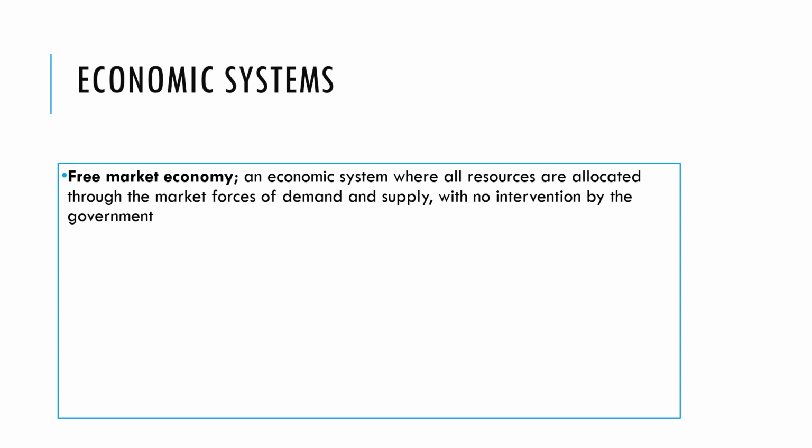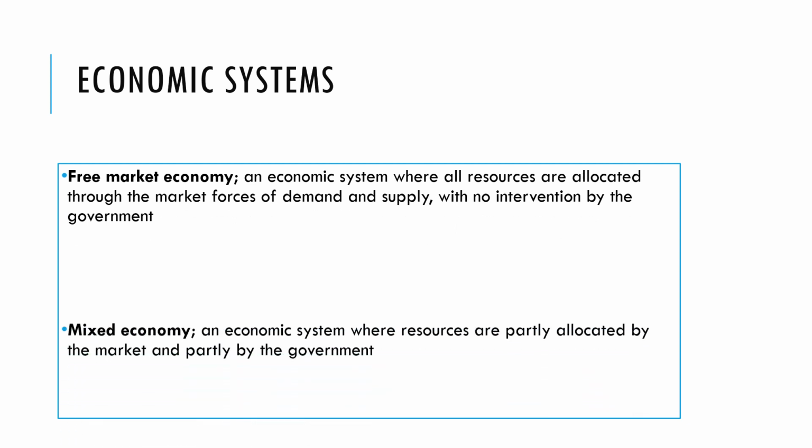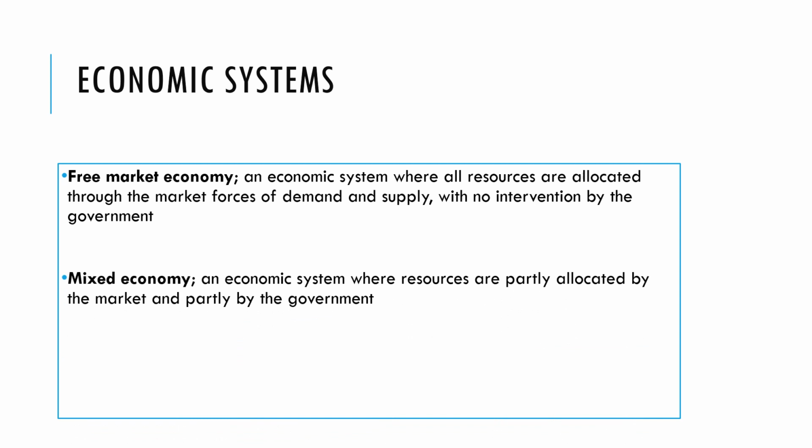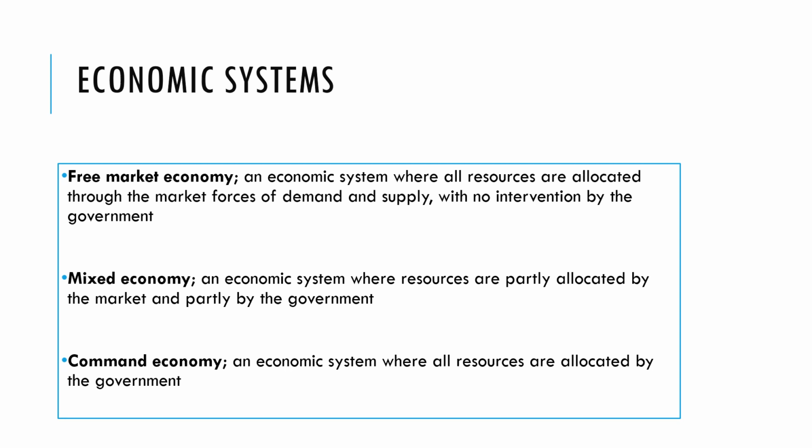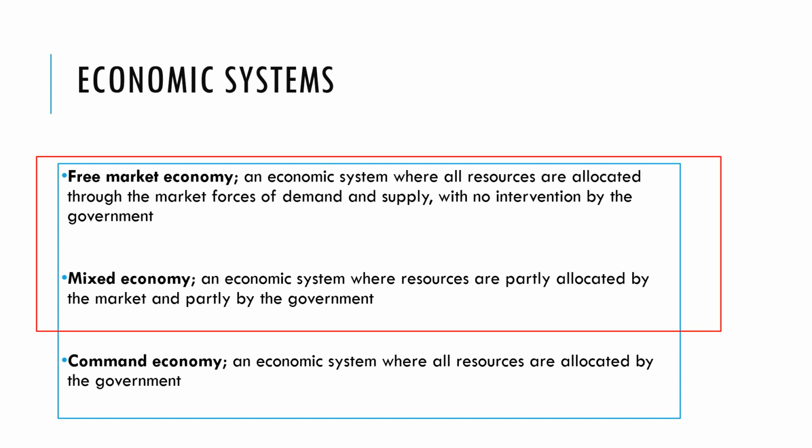We have looked at three economic systems: a free market economy where resources are allocated by demand and supply and the price mechanism, a mixed economy where resources are partly allocated by the market and partly by the government, and a command economy where resources are allocated by the government. Now, we are most familiar with the free market economy and the mixed economy. But this leads us to making a bit of a decision.